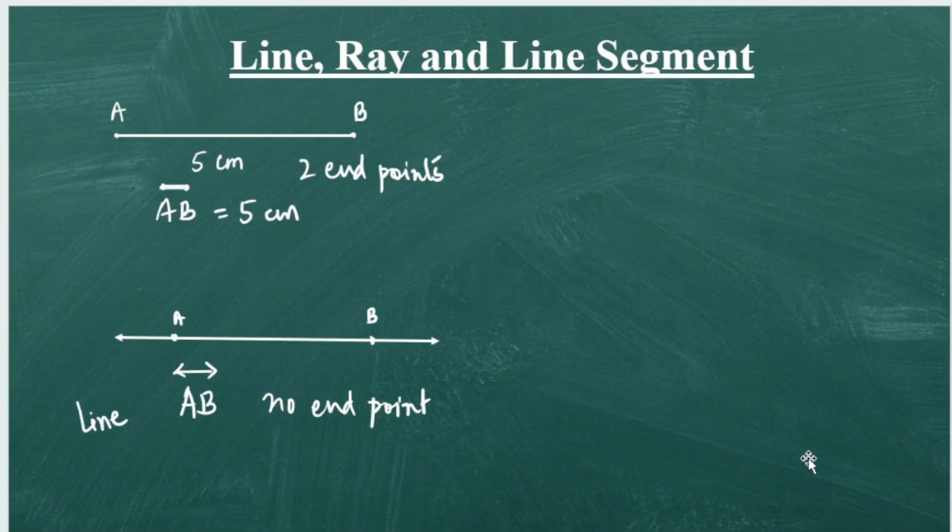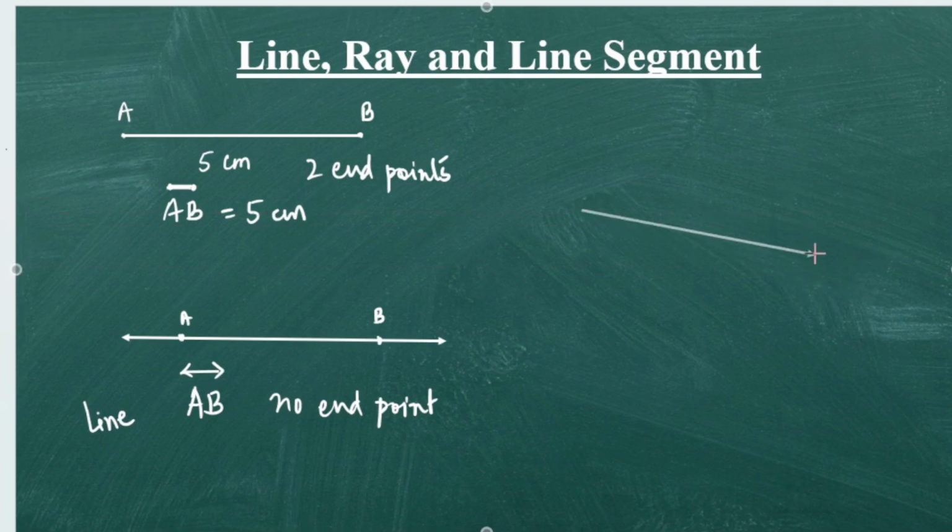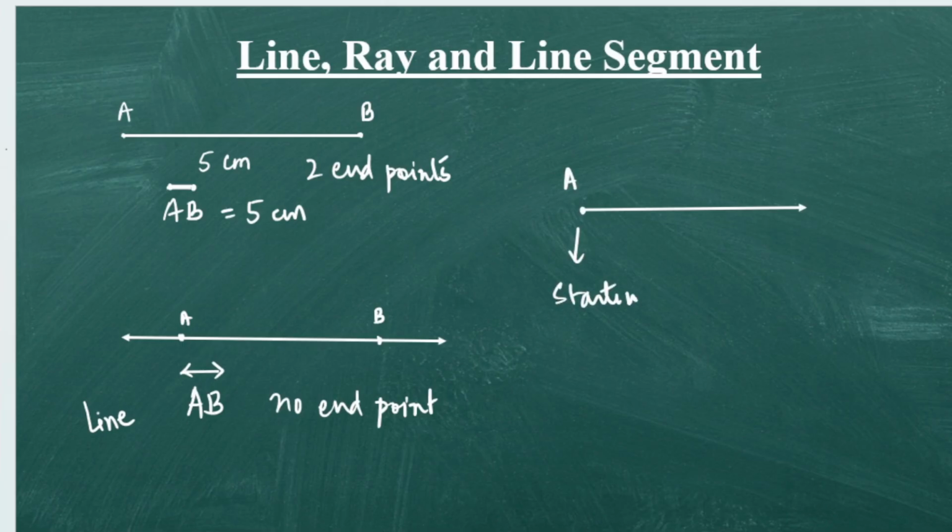And what about a ray? A ray looks like this. All right, so let's switch it like this. A ray has just one endpoint. This is the endpoint of this ray, and this is called the starting point of the ray. The ray is starting from this point A, and look at this arrow. That means it is going endlessly in this one direction. And how do we denote this ray? We denote it like this: AB with a small ray on top of it.